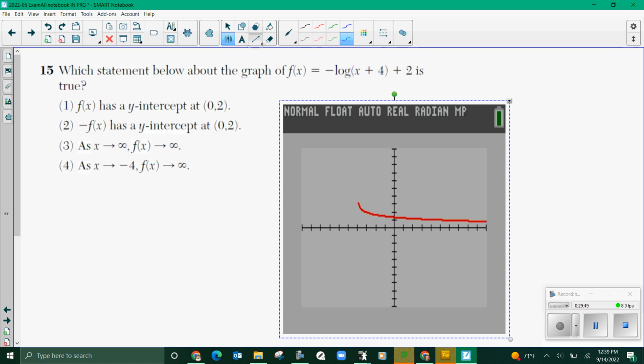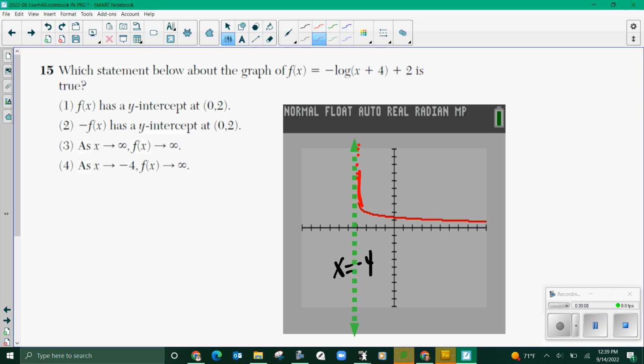Let's do this. Ooh, I like my lines. Let's say this green line is x equals -4. My red line will get closer and closer to it, but it will never cross it. It'll kind of go up like that. The calculator doesn't show you that, but that's what it does. It shows you on the table.